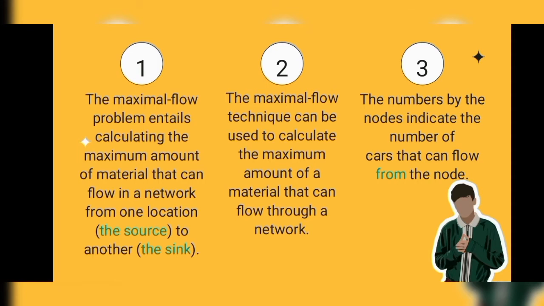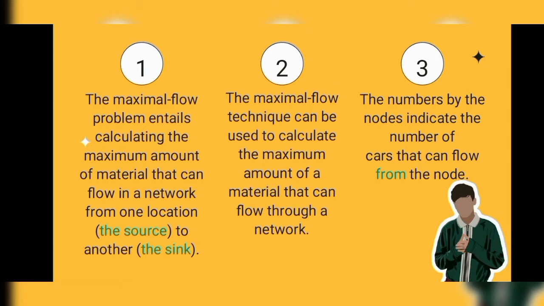The maximal flow problem entails calculating the maximum amount of material that can flow in a network from one location, which is the source, to another, also known as the sink. We can use the maximal flow technique because it calculates the maximum amount of material that can flow through a network. Also, numbers by the nodes indicate the number of cars that can flow from that node.